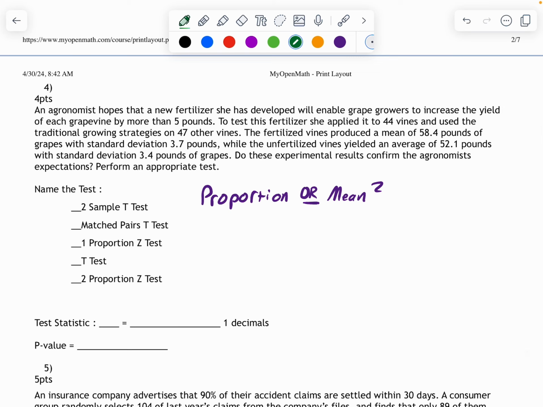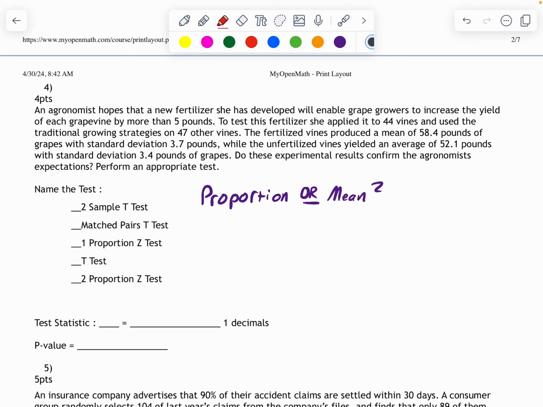An agronomist hopes that a new fertilizer she's developed will enable grape growers to increase the yield of each grapevine by more than 5 pounds. To test this, she applied it to 44 vines and used the traditional growing strategies on 47 other vines.